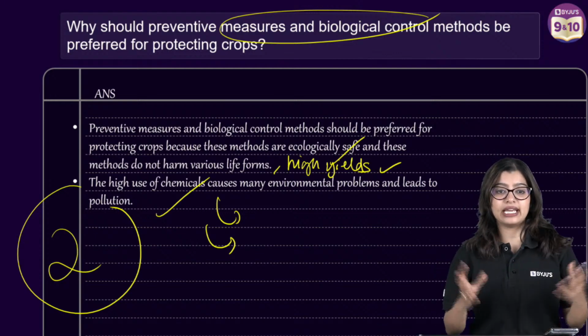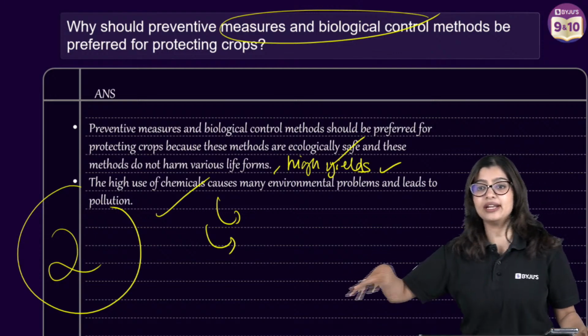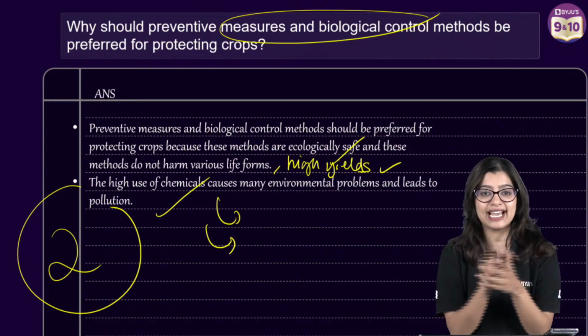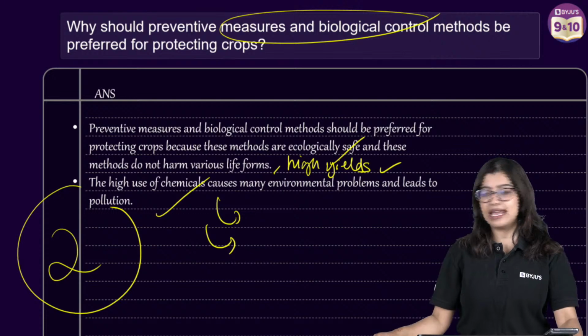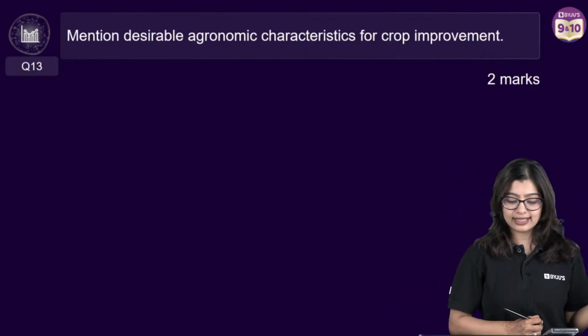Ma'am, what is yield? Yield is basically how many crops you harvest per area, right? So the more healthy crops you harvest, the more the yield. Yes? Okay. So Soni Singh, I hope you are clear. Okay. Moving on to the next one.